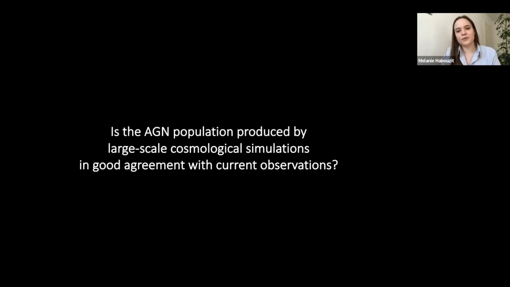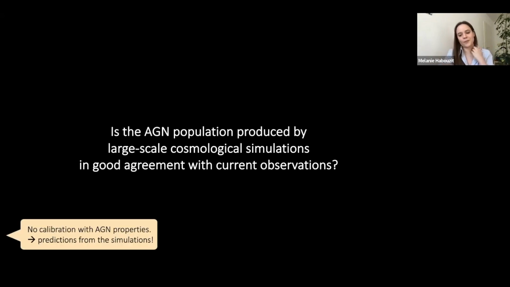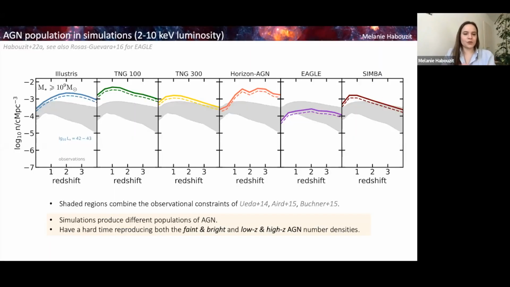Now, what if we move to the AGN population? So we were wondering if the AGN produced by the simulations are actually in good agreement with the current observations. One thing that is interesting to understand is that there is no calibration of the simulation on AGN properties. So everything that is related to AGN properties is actually a true prediction of the simulations. So I like to show the number density of AGN.